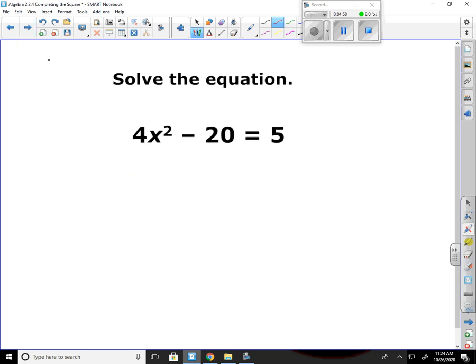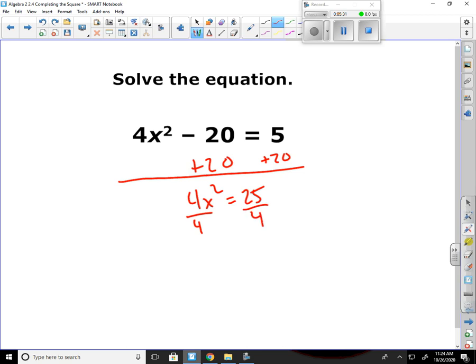What about this one? If I start this one, there are a couple ways I can do it. I could subtract my 5 over and look to see if there's a perfect square, or I could add my 20 over. That's going to give me 4x squared equals 25. Then I can divide by 4. That gives me x squared equals 25 over 4.